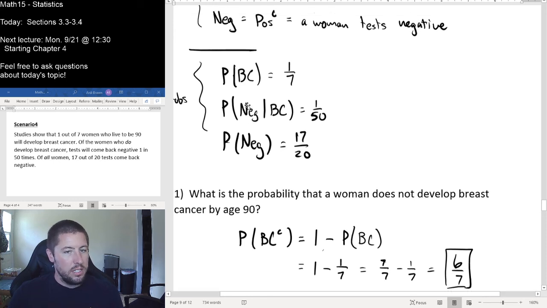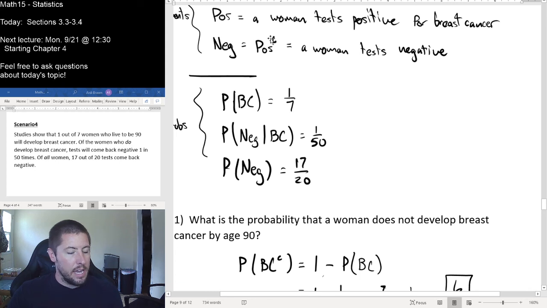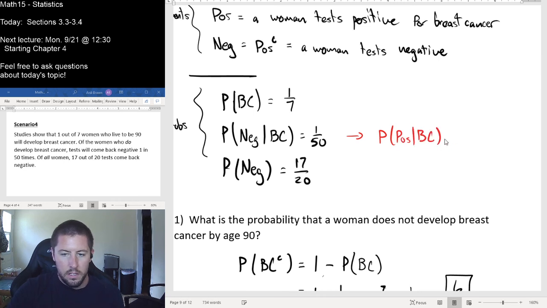So what we should see here is that negative is the complement of positive. Complementary probabilities can always be handled with the 1 minus swap. And I know the probability of negative given breast cancer here is 1 out of 50. So it should be the case then, I'll add this here as a second color, that the probability of positive given breast cancer should be 1 minus 1 over 50. And I'll write this as the complement of negative. The complement of negative is positive, right?